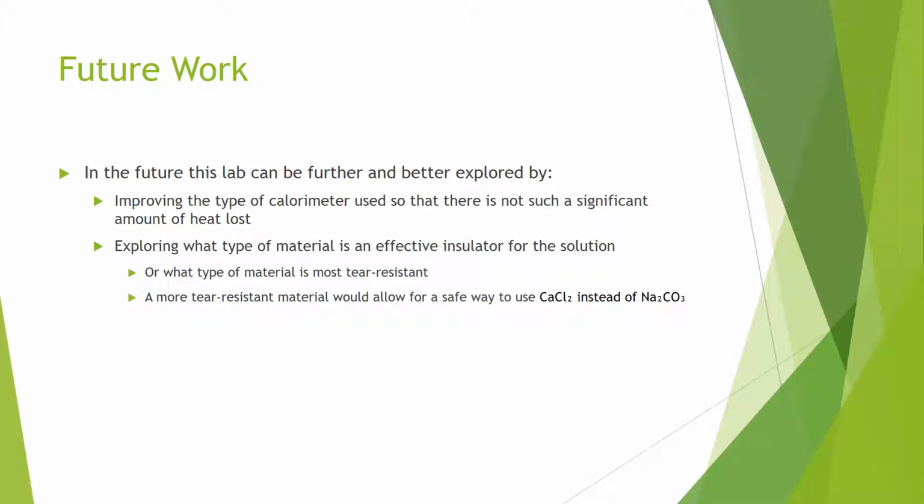In the future, this lab can be further and better explored by improving the type of calorimeter used so that there is not such a significant amount of heat lost, exploring what type of material is an effective insulator for the solution, or finding what type of material is most tear resistant. By finding a tear-resistant external casing, calcium chloride could be used as a solid inside, making the hand warmer safer and more effective.